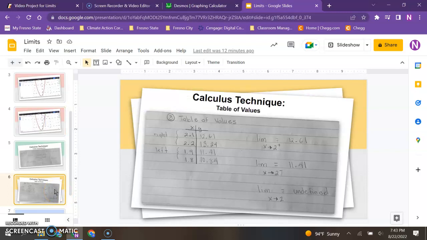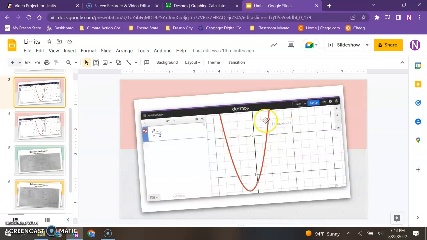Now looking at a calculus technique in a table of values in reference to our graph, we would choose two values approaching from the right and two values approaching from the left, giving us the y values. By doing so, we can confirm that our limit is undefined because our limits are not equal. They are not equivalent, meaning that our limit is truly undefined, as our graph can confirm.